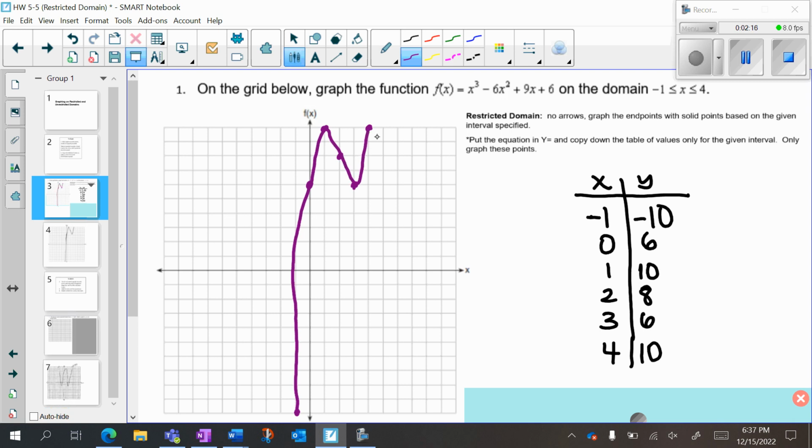Notice that I do not have arrows because I have a restricted domain. I'm only graphing the points between -1 and 4 as my x values. And then I'm going to label my graph f of x. Remember, because it says the word graph, we have to graph specific points. We have to plot the specific points from the table.